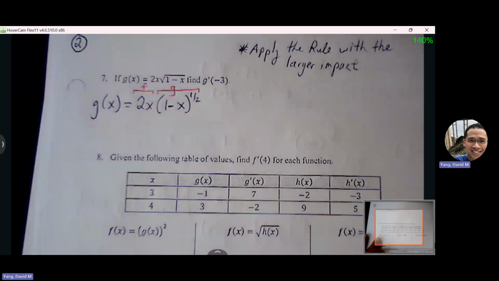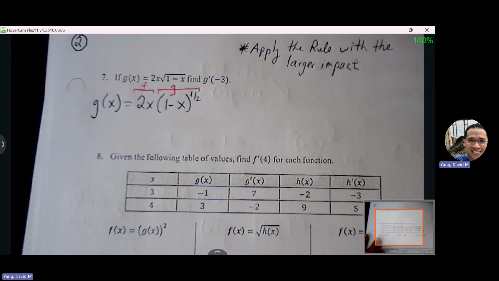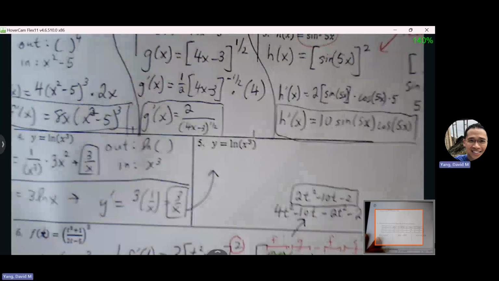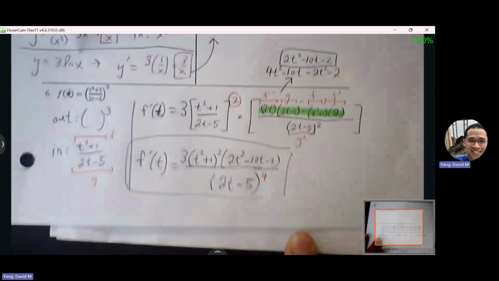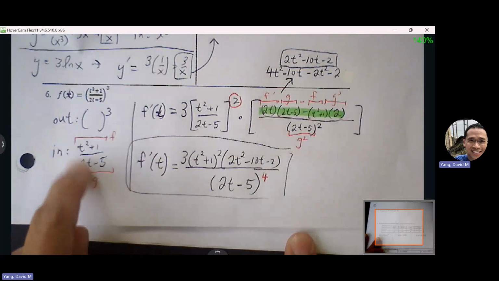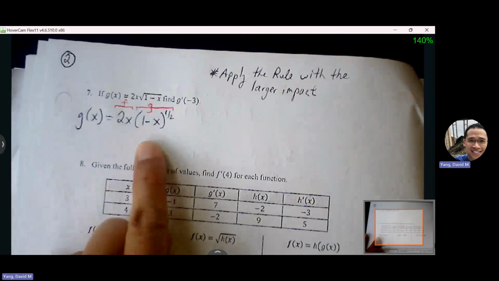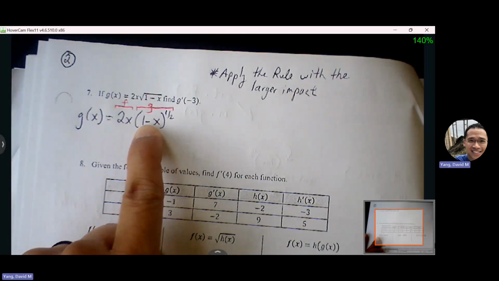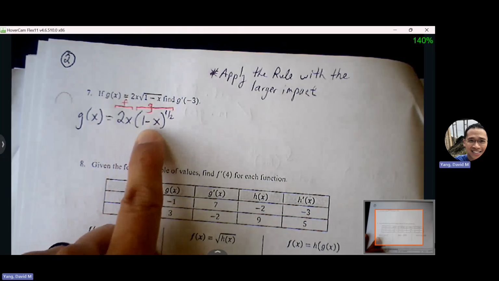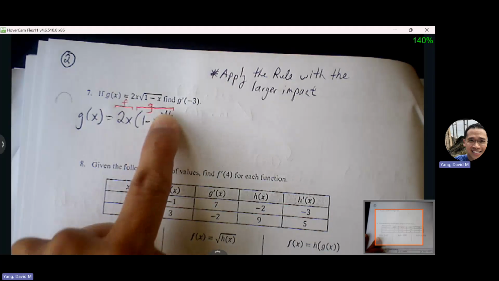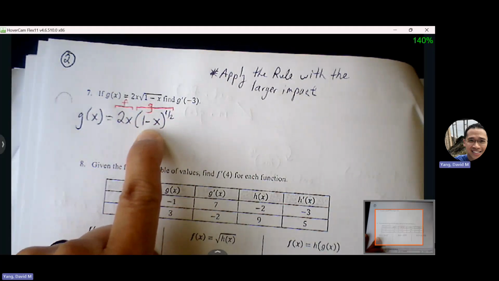Okay. Here's another way to think about it. You look at your parentheses. If your parentheses is over everything, like number 6, then chain rule is going to come first. If your parentheses is only over a portion of the problem, then it's the other rule that's going to come first. So in this case, parentheses is not over everything. So we know the other rule has a larger impact. So product rule is going to be applied first. And then within product rule, when we get to G prime, will involve chain rule.